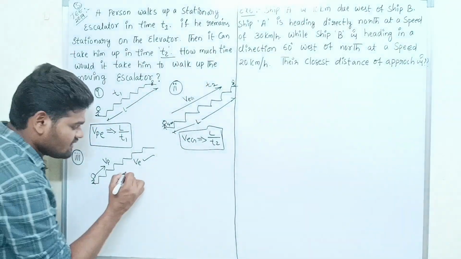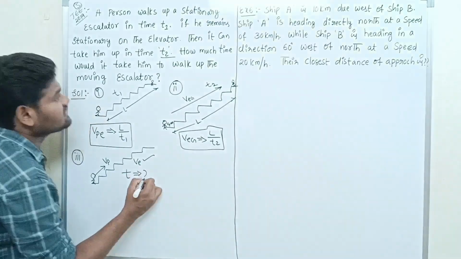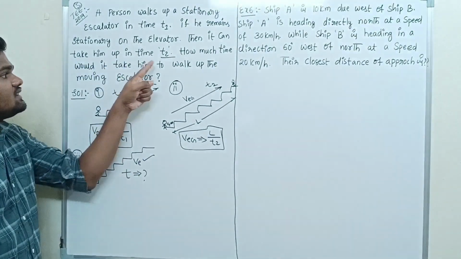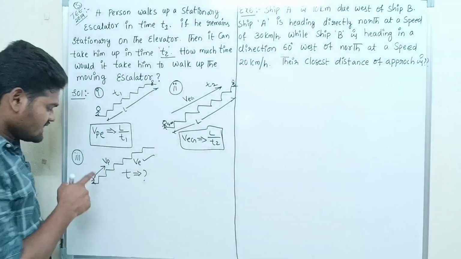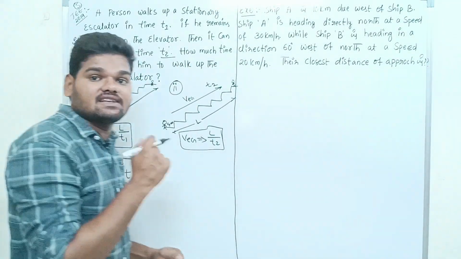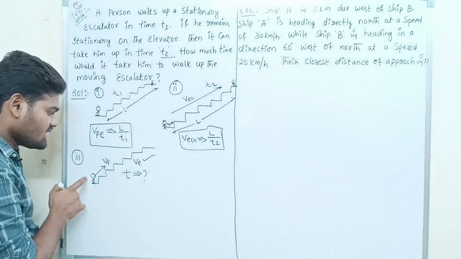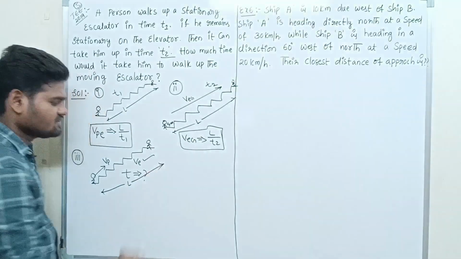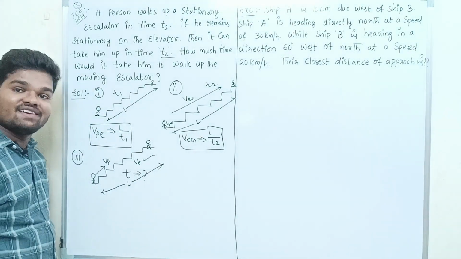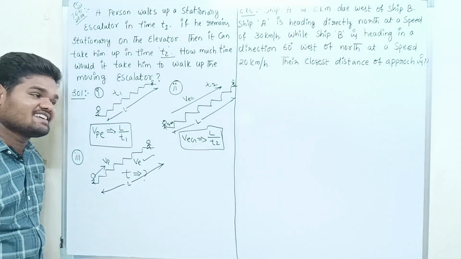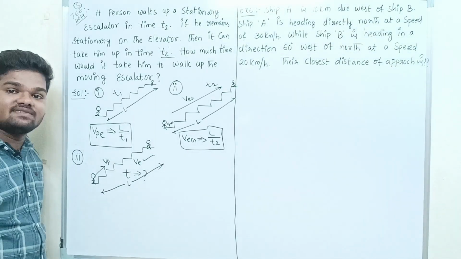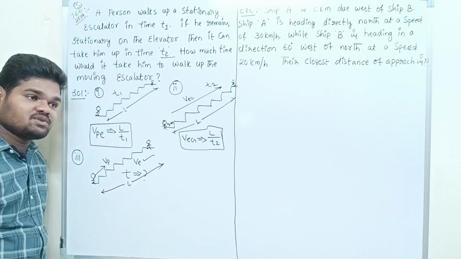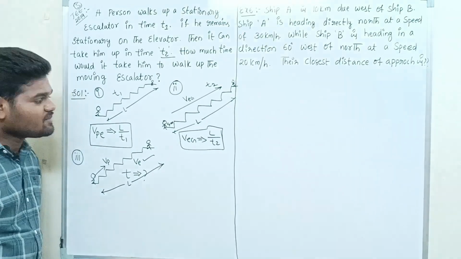Now what are they asking? What would be the time taken by this person to walk up the moving escalator? The escalator is moving, the person is also moving. What is the time taken by this person to reach length L? They are asking this. Did you understand? Pause the video and try the solution. 3, 2, 1, go. I'm going to solve the solution.